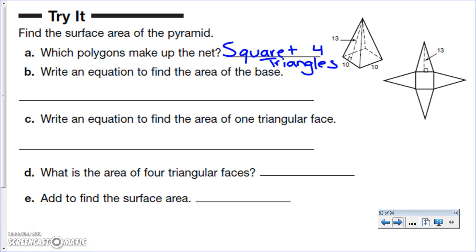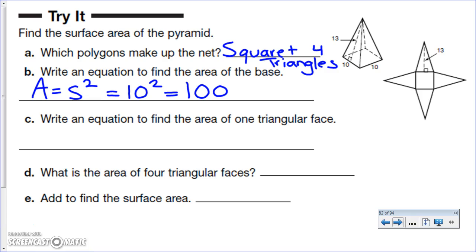Then we need to write an equation to find the area of the base. The area of a square formula is area equals side squared. Or you can use the formula of a rectangle, which is area equals base times height. Our square's sides are all 10, so we're going to write area equals side squared and then fill in our 10. And 10 squared is 100, so we know that the area of the base is 100.